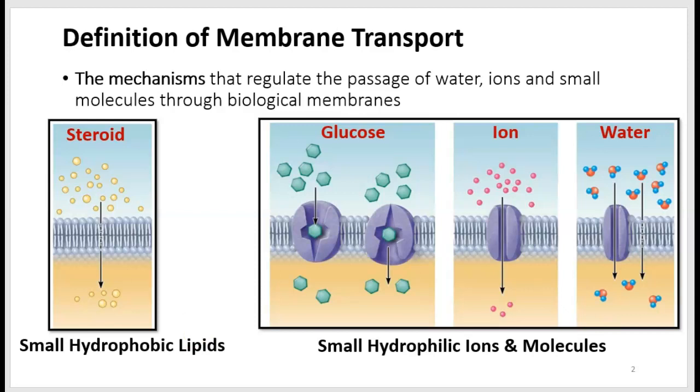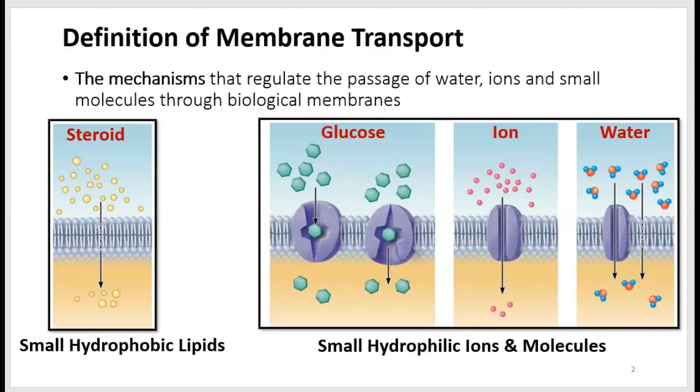So the definition of membrane transport is kind of far-reaching. It includes all the mechanisms that regulate the passage of water, ions, and small molecules through biological membranes. This includes small hydrophobic lipids, small hydrophilic lipids, and small hydrophilic ions and molecules. All of these examples show a compound entering a cell, but many transport mechanisms can occur in either direction.